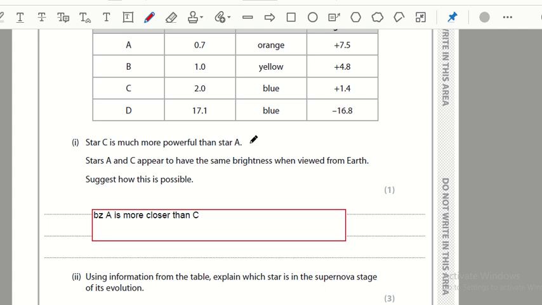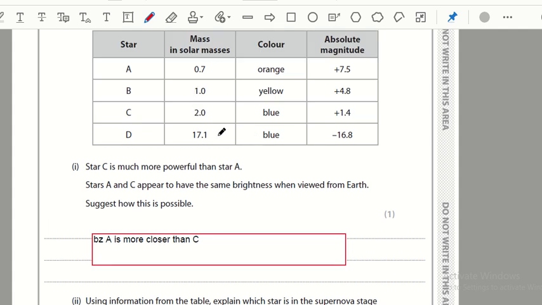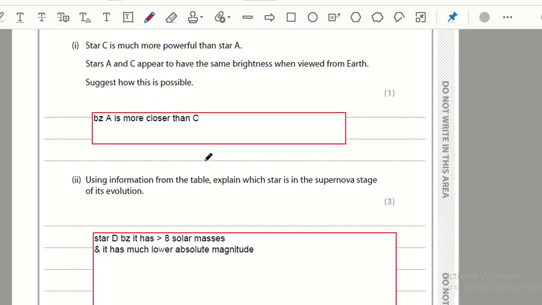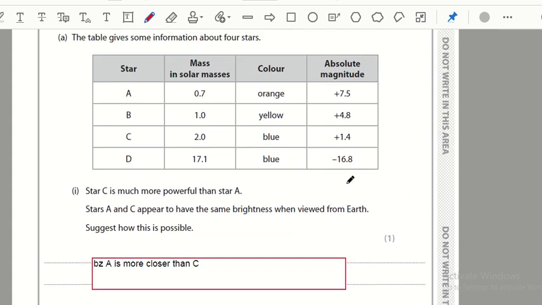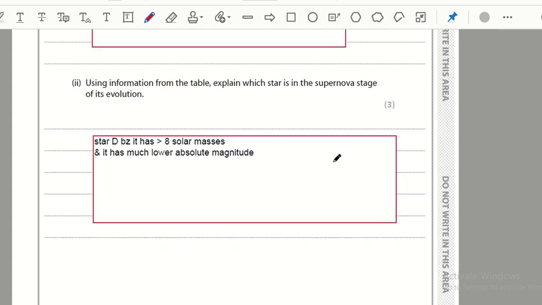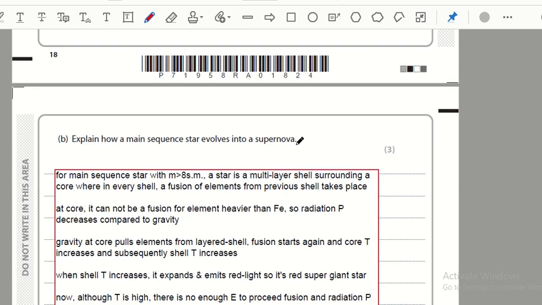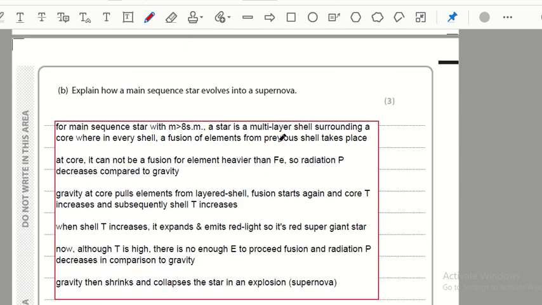Okay, the main sequence star, or stable star, has a mass greater than its solar masses. So if we look here at the column of masses, we will find that the only one which exceeds its solar masses is D. Okay, so only D can pass by a supernova stage. In addition, it has lower absolute magnitude. Okay, explain how the main sequence star evolves into a supernova.